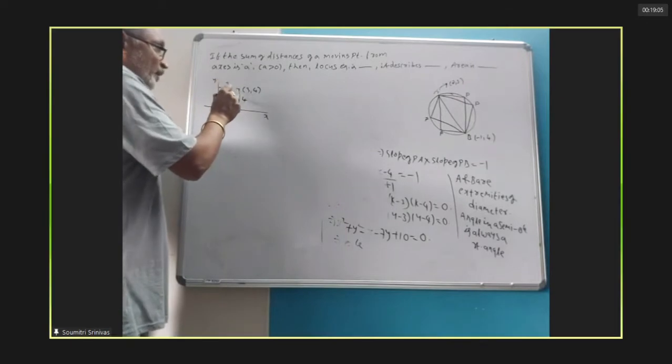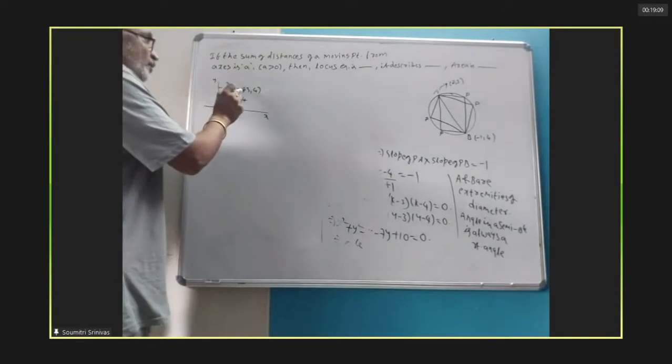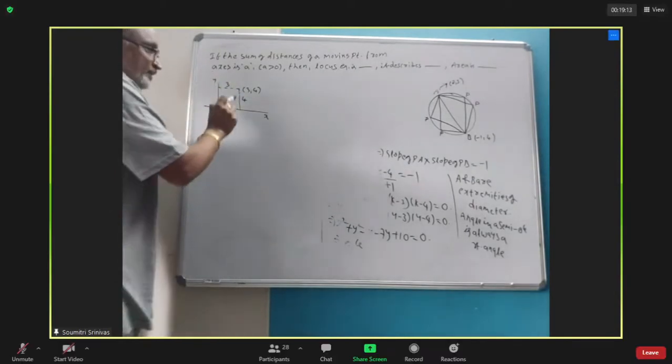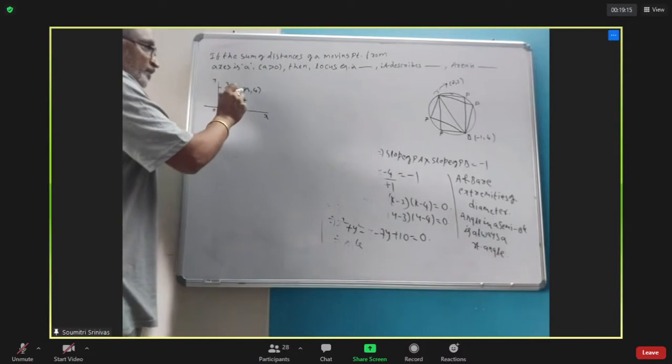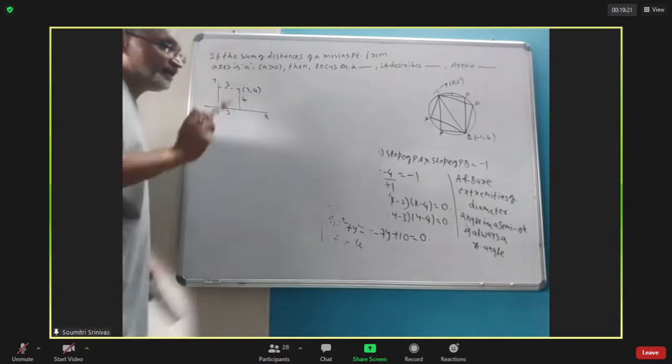Distance from the point to x-axis is 4. Distance of the point to y-axis is 3. This is 3, this is 4. So distance from point to x-axis is 4, and point to y-axis is 3.